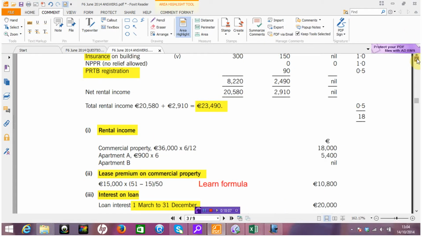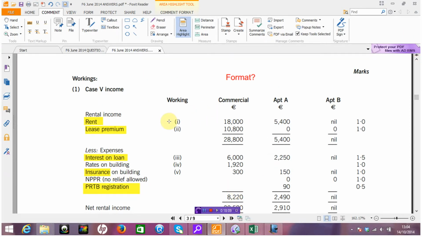Okay, so if we go up above here, look at our next part, you can see that's where we get the split between rental and the premium. So that gives us our figures of 28,800 and 5,400. Obviously nothing for apartment B because it wasn't rented at all. Now in terms of the expenses, you'll see the way that they lay them out, just literally one by one.